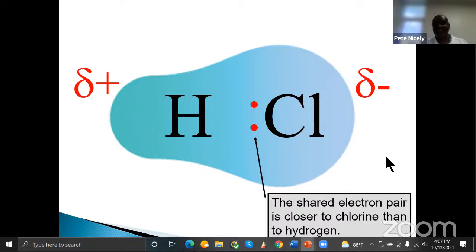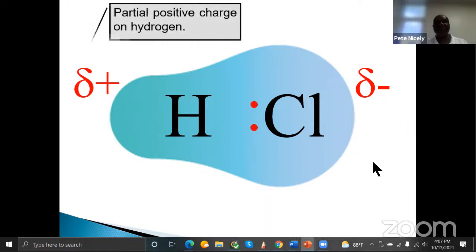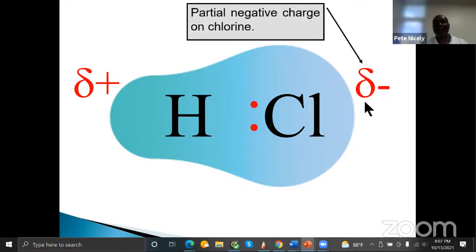So as stated here, the shared electrons will be closer to the chlorine than the hydrogen, and therefore the hydrogen will have a partial positive charge and the chlorine will have a partial negative charge. So these charges are not full charges. You won't have a plus charge and a minus. We have a partial negative and partial positive. And that's what this sign represents.